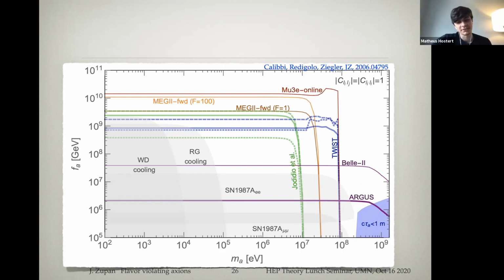Why do you need to turn off the magnetic field? Maybe I missed that part. The magnetic field right now is configured for a mu to e gamma search. Okay. So this configuration is such that you have positrons rotating around in this magnetic field to reduce the background for the photon search.